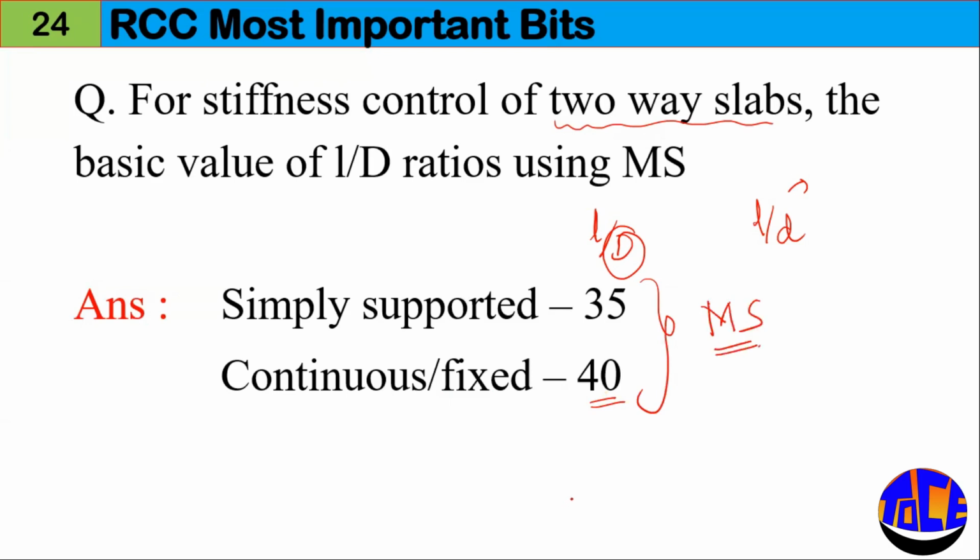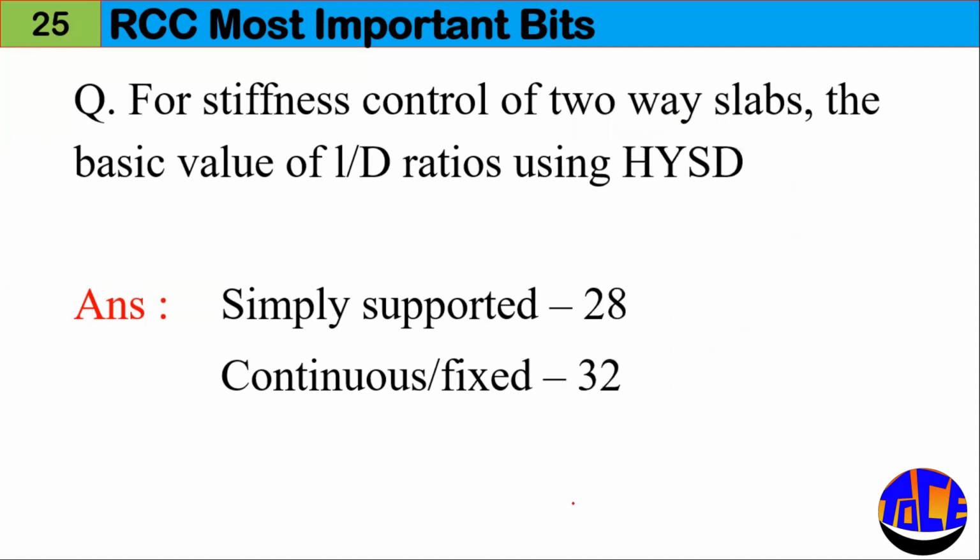Question number 25. For stiffness control of two-way slabs, the basic values of L by D ratios using HYSD bars. The value for simply supported is 28. For continuous or fixed, it is 32.